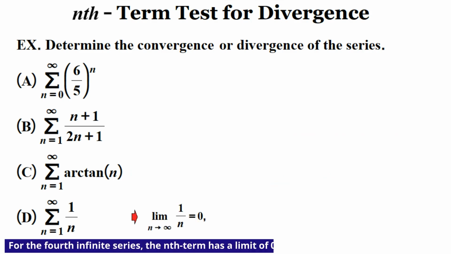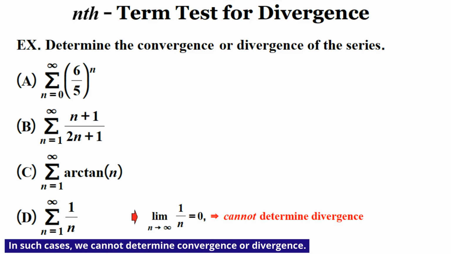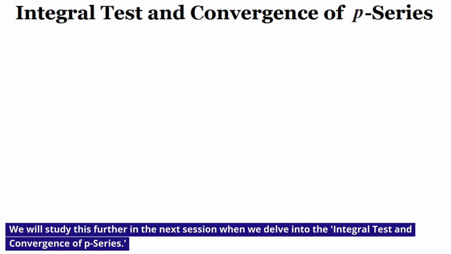For the fourth infinite series, the nth term has a limit of 0. In such cases, we cannot determine convergence or divergence. We will study this further in the next session when we delve into the integral test and convergence of p-series.